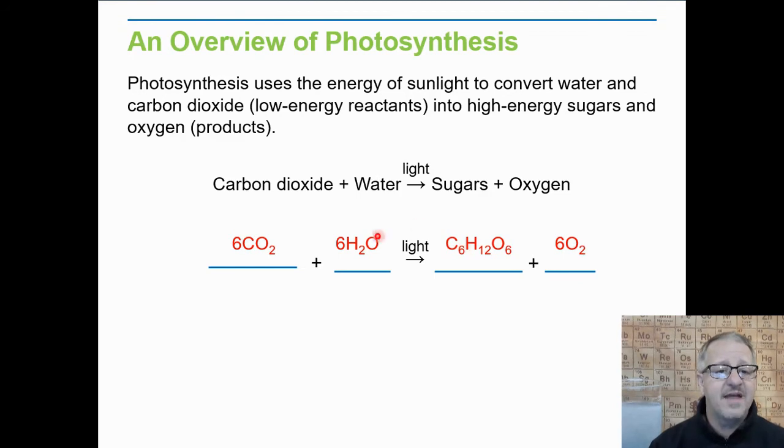The only thing that's left now is the hydrogen, and there's 2 hydrogens in every water molecule, and there are 6 water molecules used as a reactant. Therefore, there are 12 hydrogen atoms in total, and so when we produce a sugar from that reaction, we see that we have 12 hydrogens. So everything balances from one side to the other.